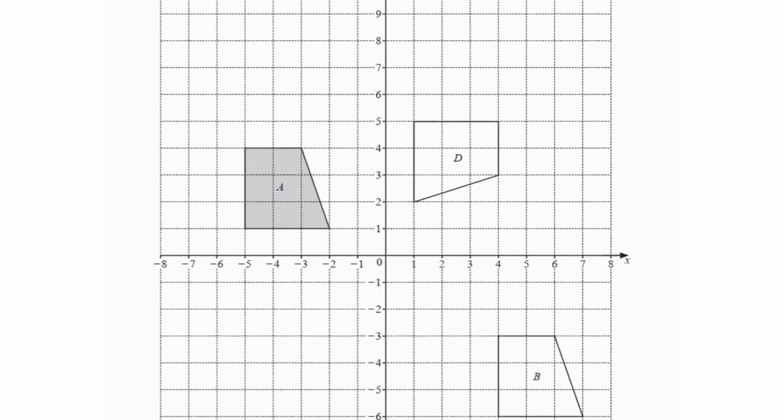So for A onto D, there's a change in direction of the shape, which means it's a rotation. The rotation is going to be 90 degrees clockwise because we're going in the clockwise direction. 90 degrees clockwise rotation.